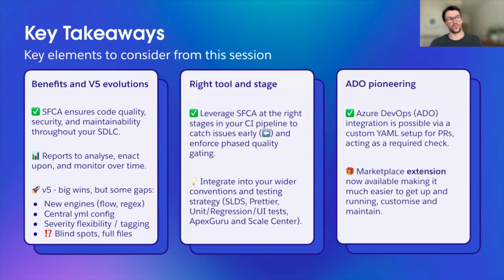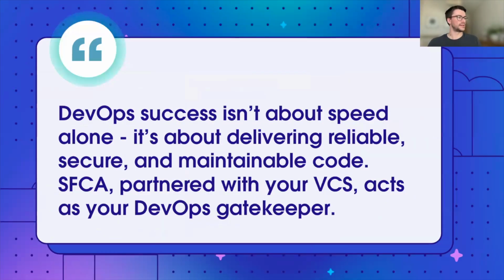In terms of ADO, it was possible originally when I did this with that custom YAML file, but now the marketplace extension makes it even easier to just one click install, set up that thinned down YAML file, and everything else is handled in the background. So with ADO, we've kind of ticked off another source control system alongside GitHub where Code Analyzer is nice and easy now to get installed.